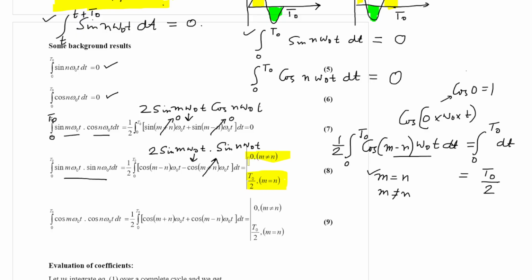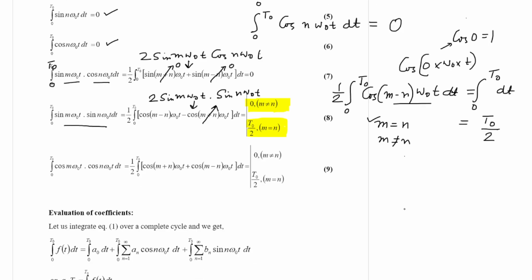So when two sine terms are multiplied, only one case will give T naught by 2. Other than that, all give 0. Because we simply have cos (m minus n), and whenever m is equal to n, that becomes cos 0, which is 1. Due to that, no cosine is left, and we are only integrating dt.